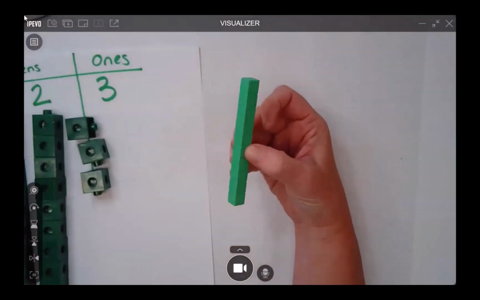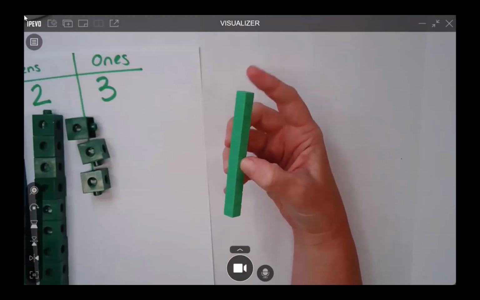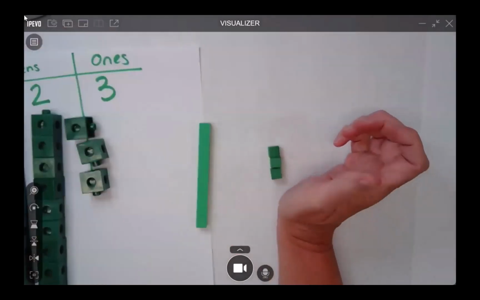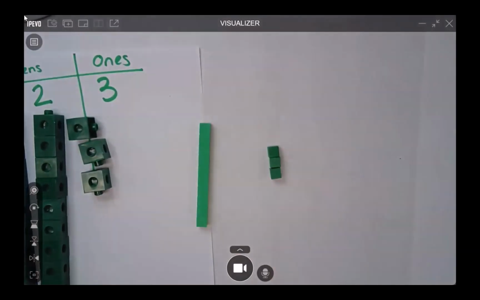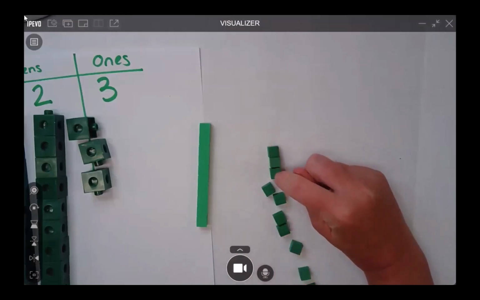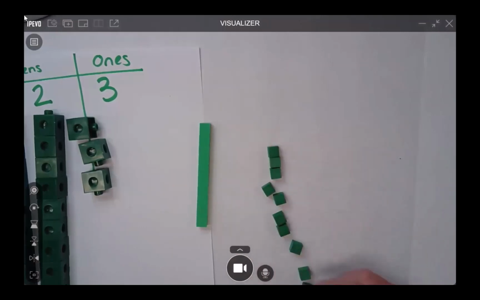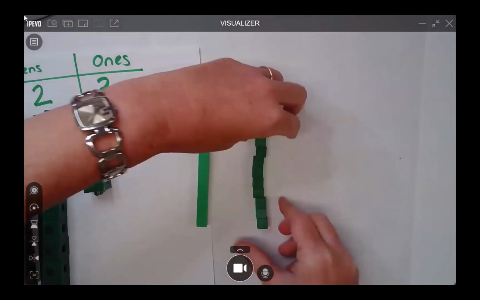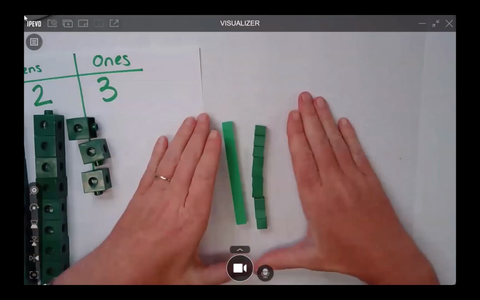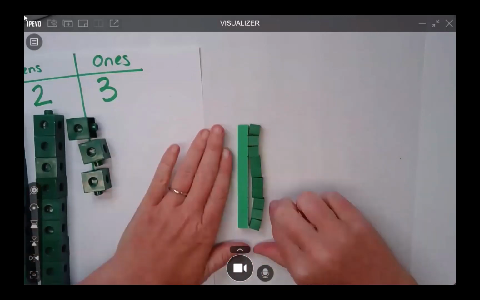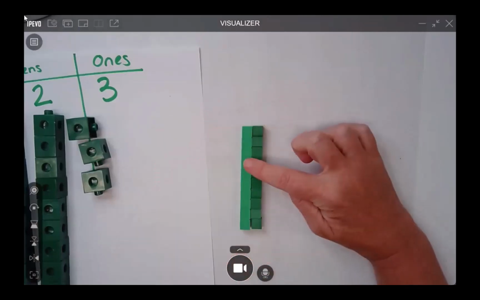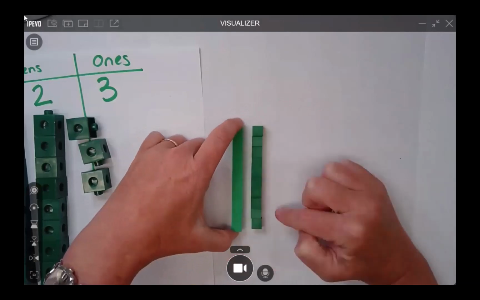This is a base 10 block. When we're looking at a base 10 block, we can see that the 10 ones have already been stuck together. So 1, 2, 3, 4, 5, 6, 7, 8, 9, 10. They have already been composed together to make a 10. If you look at that side by side, I can see that that is the same. This 10s rod is the same as 10 ones.